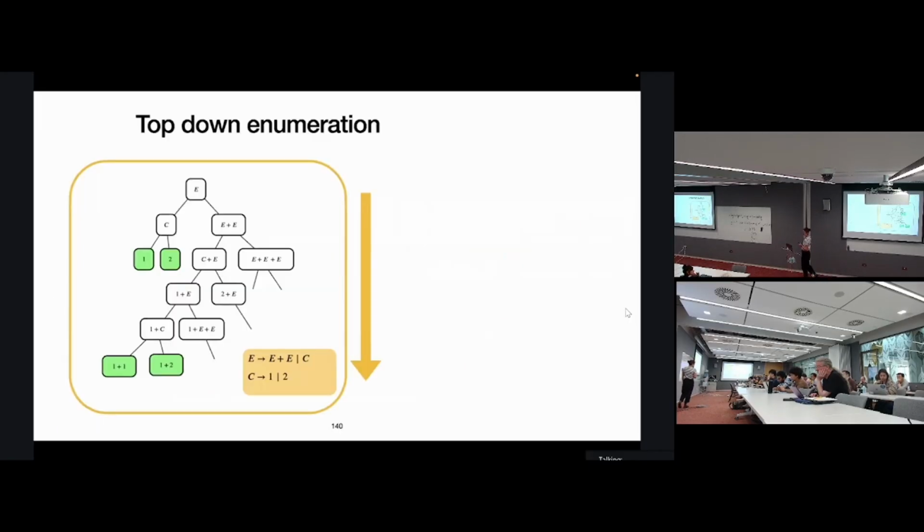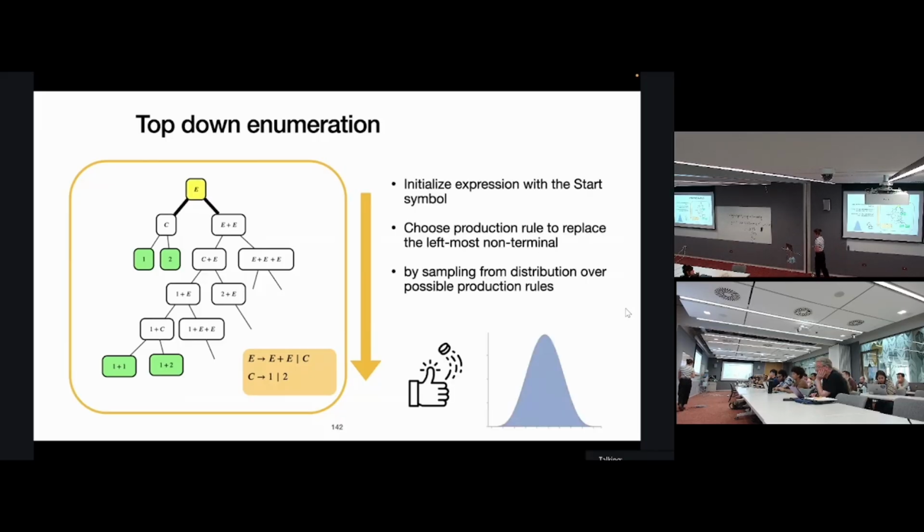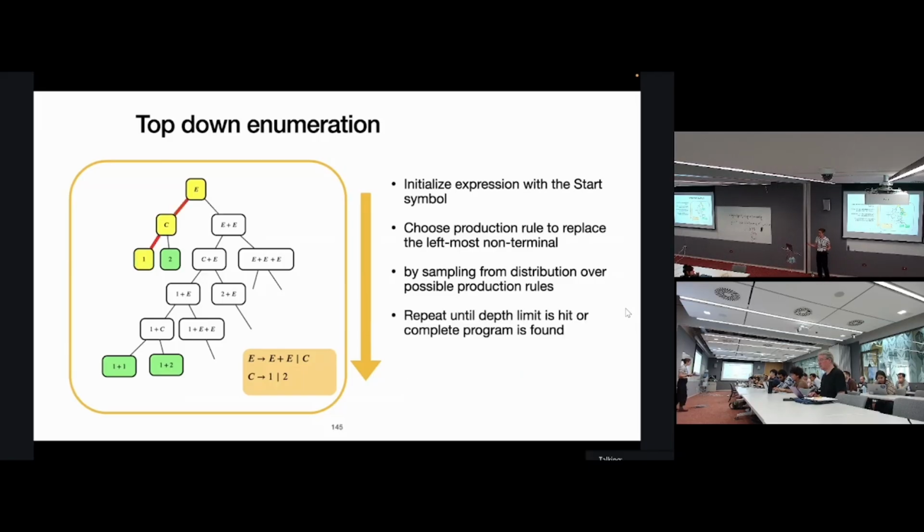Okay, then how do I do the search? Well, the simplest thing to do is top-down enumeration. So we've got this tree that we're searching. We start with a start symbol, and we said before that you had to learn some heuristics. What I'm going to do is, instead of picking my production rule based on hard-coded heuristics, I'm just going to sample from the distribution over the possible production rules that I could apply, and then I'm going to pick that rule.